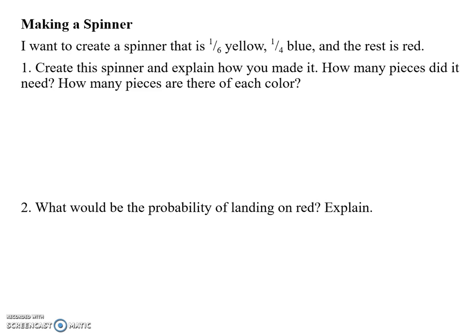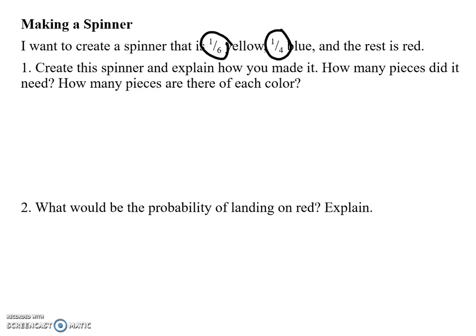Now the second one here is trying to create our own spinner. When I want to create a spinner, I see that I want it to be 1/6 yellow, 1/4 blue, and the rest red. So I have to think about what I am restricted by in this problem. In this case, what I'm restricted by are my fractions. How do I deal with fractions if I need to break them into pieces? Well, the only way I can do that is if I create a common denominator.